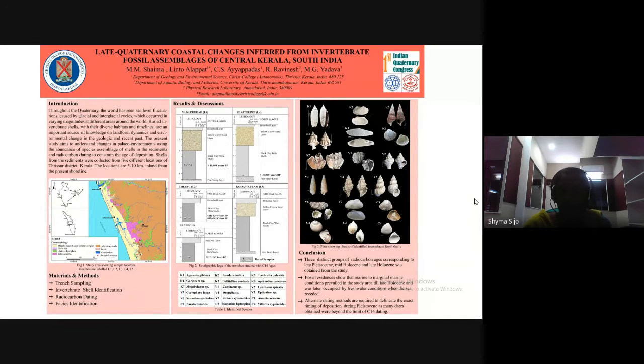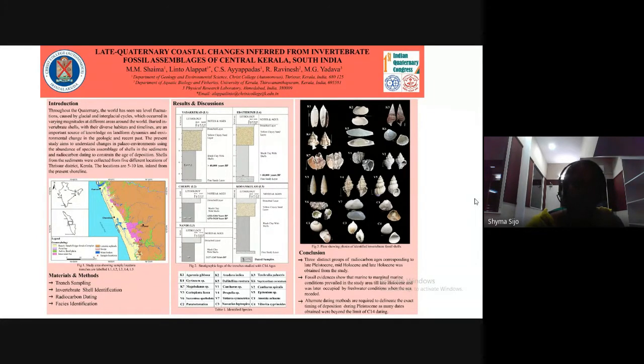At location L5, the shells were preserved in a black clay unit at a depth of 3.5 to 9.5 meters, and Tegillarca bicors, Anadara gibbosa, Magellana bilineata, Saccostrea cucullata are the identified species, and all these have a marine habitat. From the above results, we conclude that three distinct groups of radiocarbon ages, corresponding to the late Pleistocene, mid-Holocene, and late Holocene, were obtained from the study.